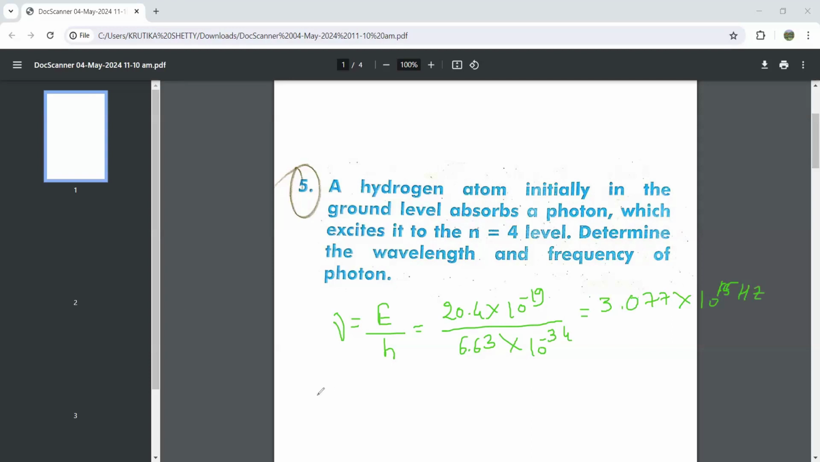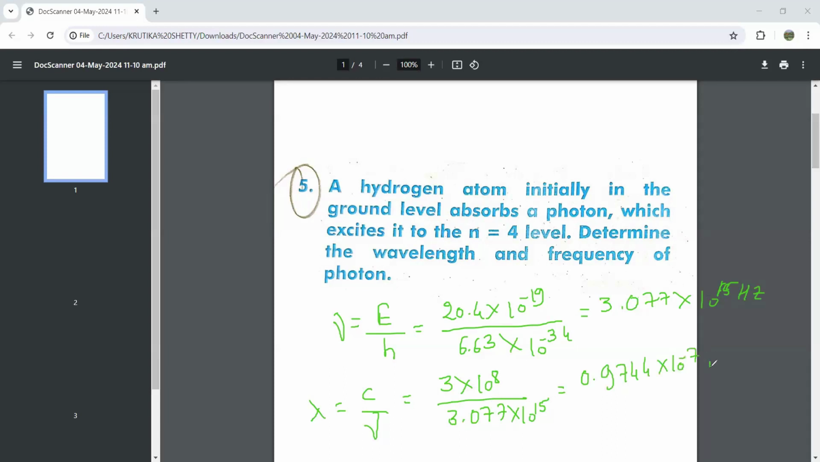What about the wavelength? The wavelength is equal to c divided by nu, which is equal to c, the velocity of light in vacuum, that is 3 into 10 raised to 8, divided by frequency, that is 3.077 into 10 to the power of 15. If you simplify this, you will get 0.9744 into 10 raised to minus 7.